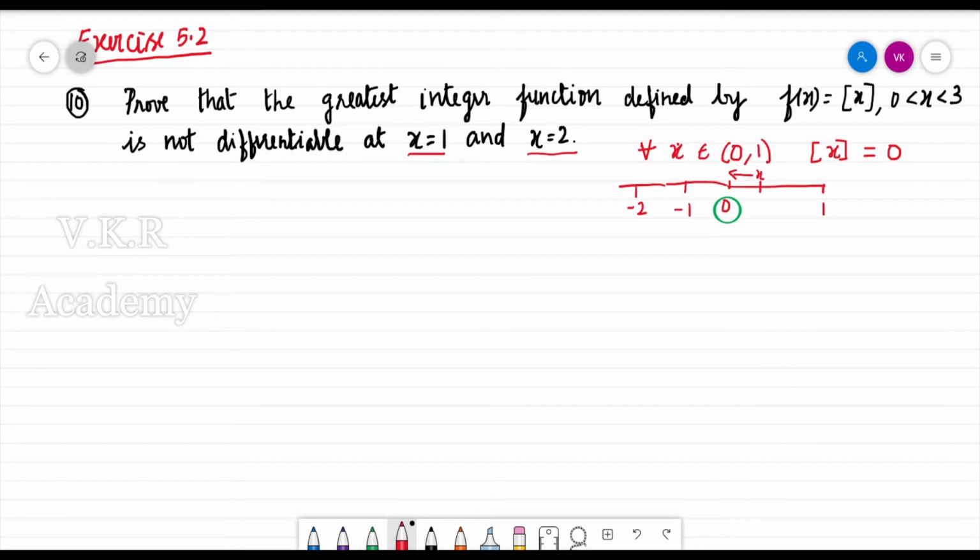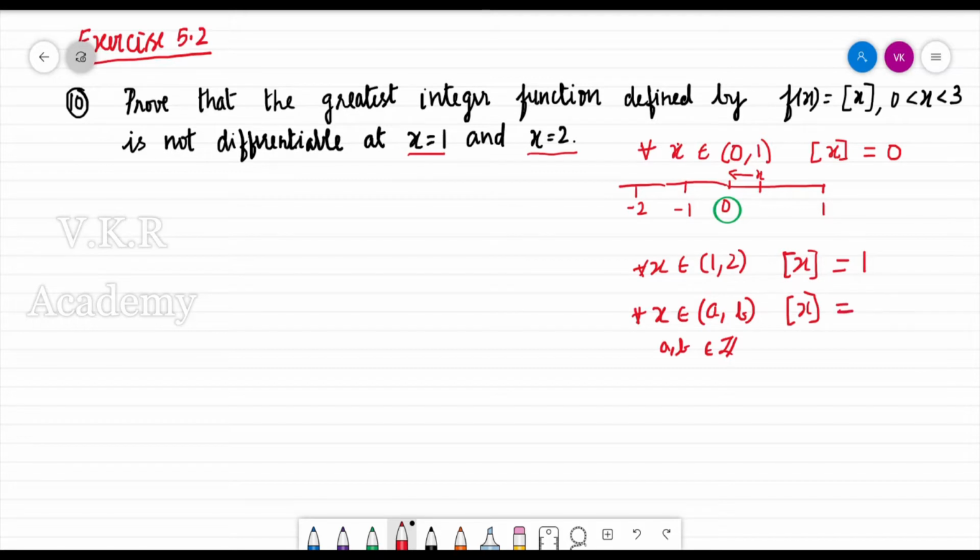Similarly, for all x belongs to 1 to 2, the greatest integer function of x will be equal to 1. And for all x belongs to a comma b, where a and b are integers, the greatest integer function of x will be equal to a.